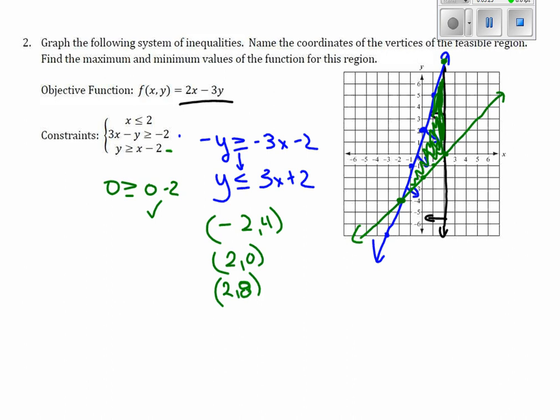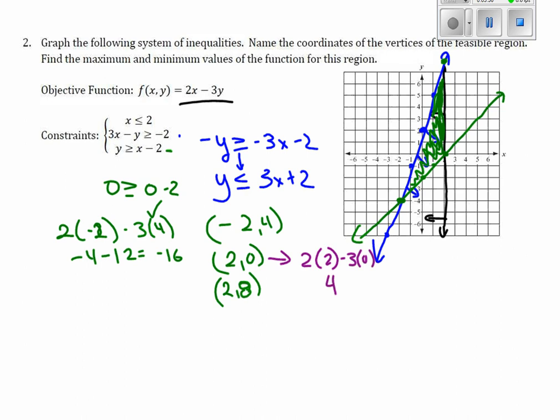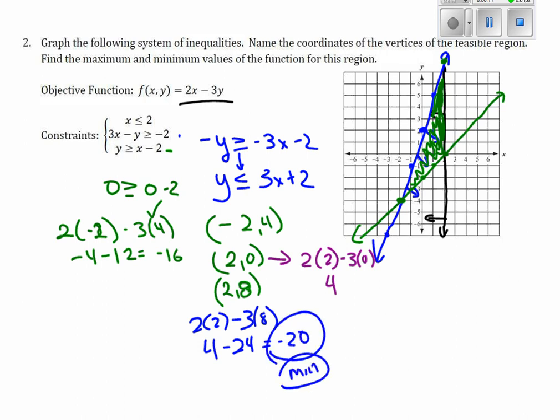So you're trying to figure out those three values. You're trying to put them in and figure out what is my maximum, what is my minimum. My first one, 2 times -2 minus 3 times 4. That's going to be -4 minus 12, -16. That might be a winner for the minimum. This one, 2, 0: 2 times 2 minus 3 times 0. So that's going to be 4. This last one is going to be 2 times 2 minus 3 times 8. So that's going to be 4 minus 24. That's going to be -20. So here's my minimum. Here's my maximum.